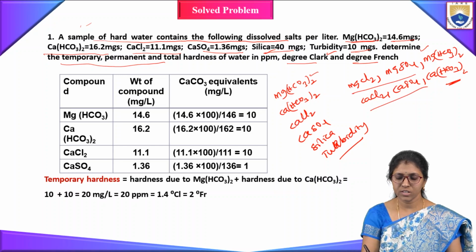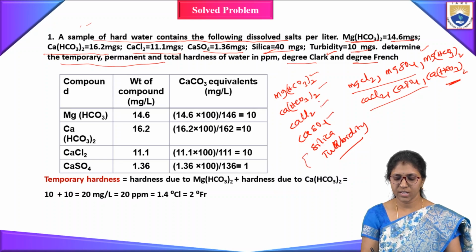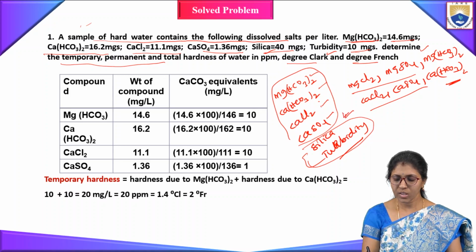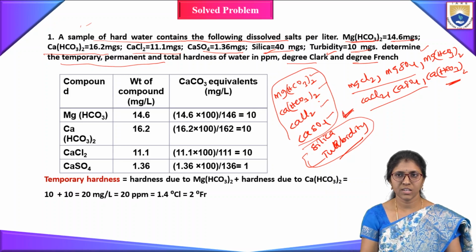Here they have given a sample which has magnesium bicarbonate, calcium chloride, calcium sulfate, silica and turbidity. So these four salts cause hardness to the water, but the silica and turbidity do not cause any hardness. So we have to neglect the turbidity and silica content in the problem.